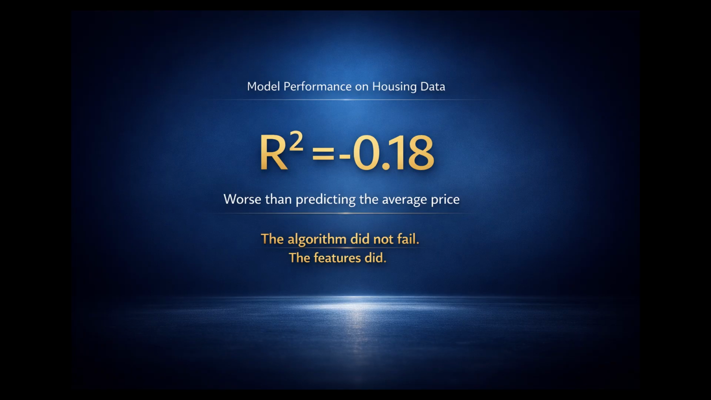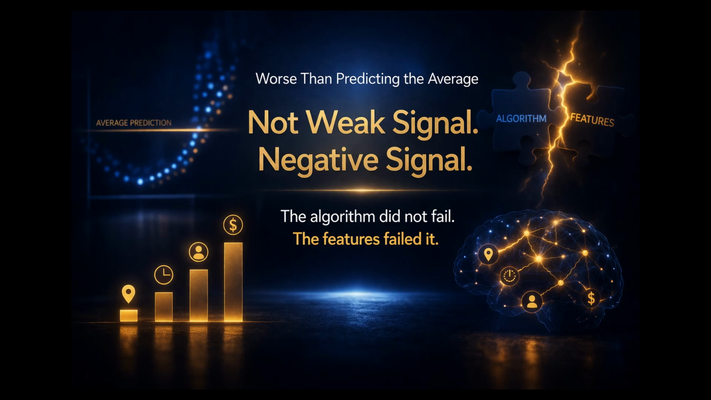Here is a result that should make any machine learning practitioner stop. A linear model trained on a housing dataset, square footage, number of bedrooms, neighborhood score, produces an R-squared of negative 0.18. It performed worse than simply predicting the average home price for every observation. Not weak signal, negative signal. The algorithm did not fail, the features failed it. And that is the argument at the center of this video.